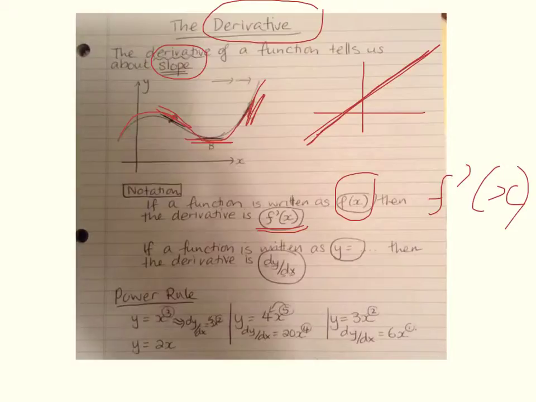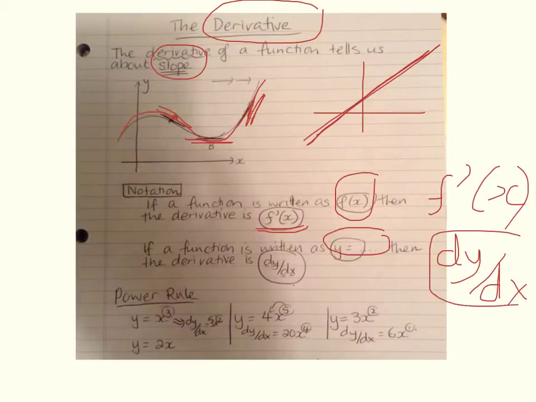If we're talking about a function in y equals format, then often the derivative is written dy over dx. Basically that means change in y divided by change in x, i.e. rise over run. And the calculator has dy by dx. So these all mean slope or derivative.